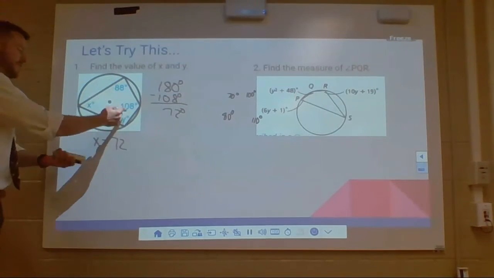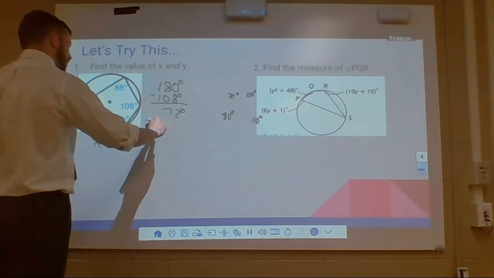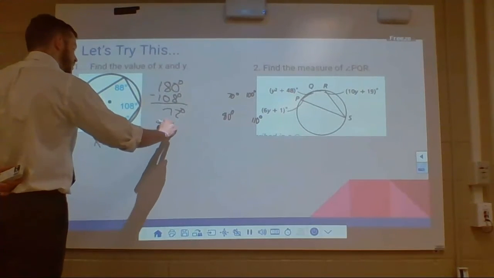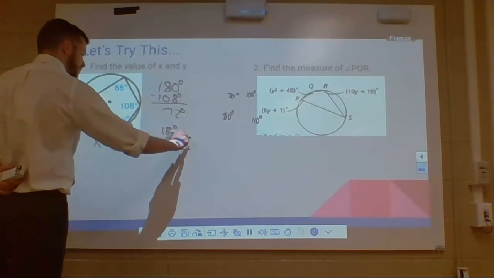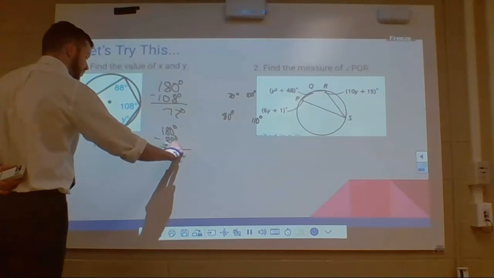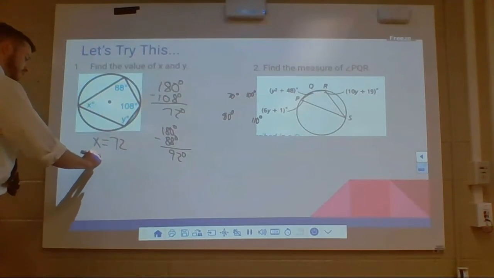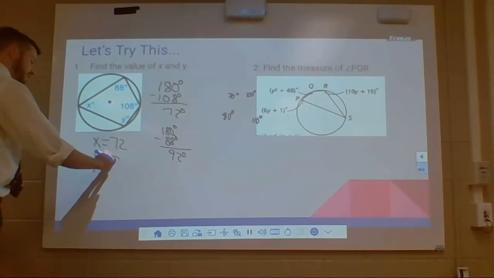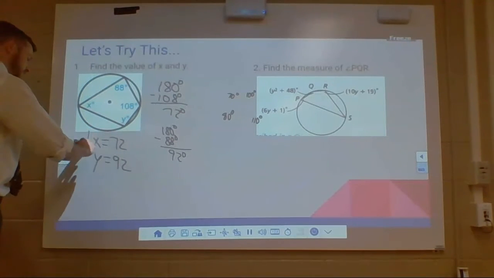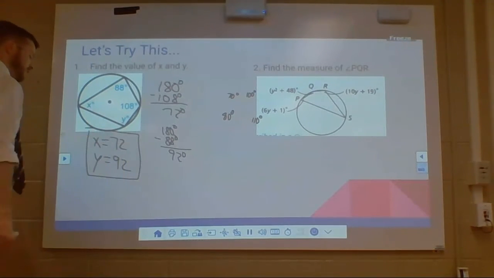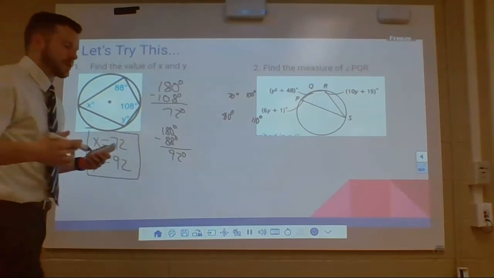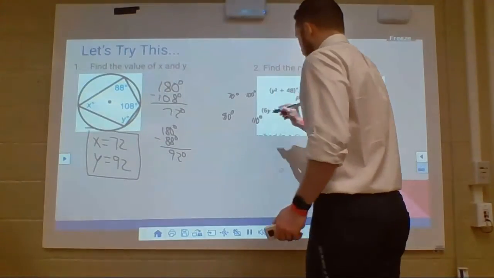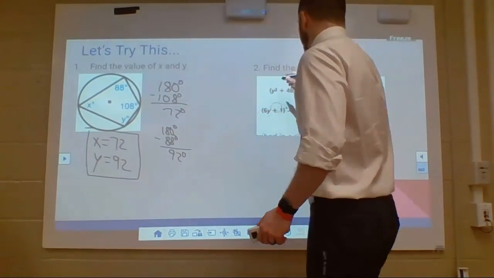All right, then we do the same thing to find y. So I'm going to say 180 degrees minus 88 degrees. That's going to give me 92 degrees. So y equals just 92. All right. There we go. We found x and y, just knowing that if it's a quadrilateral, the opposite angles are supplementary. Now, let's do number 2.